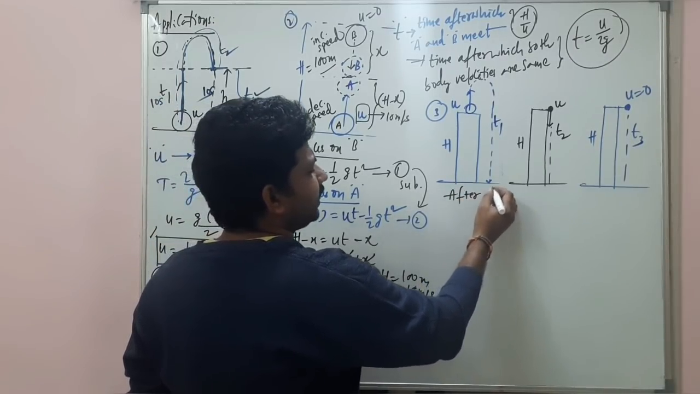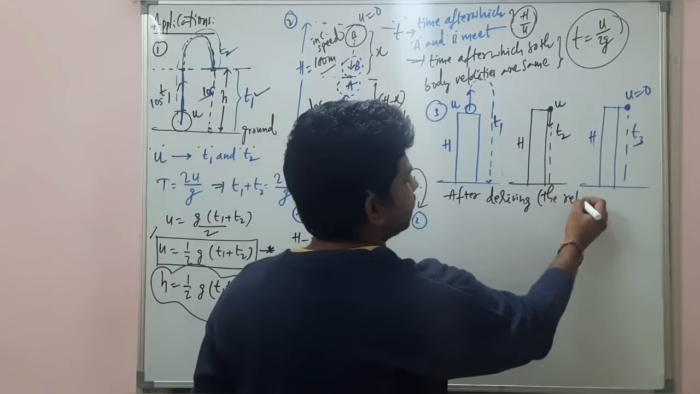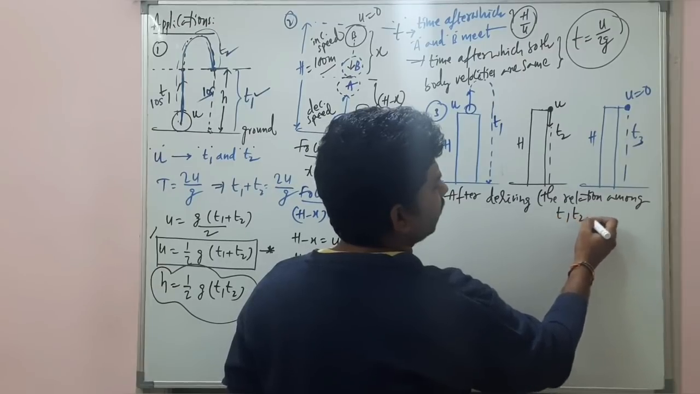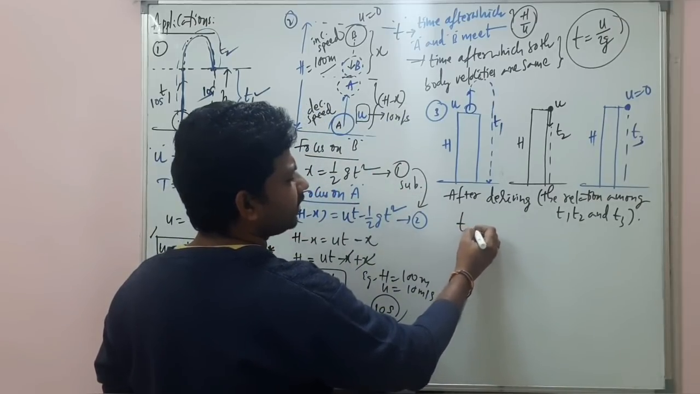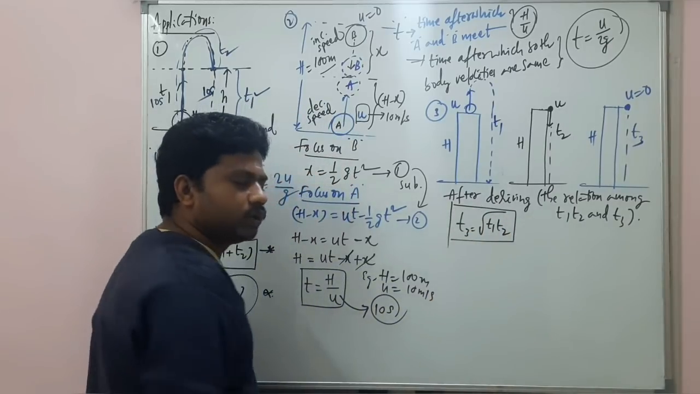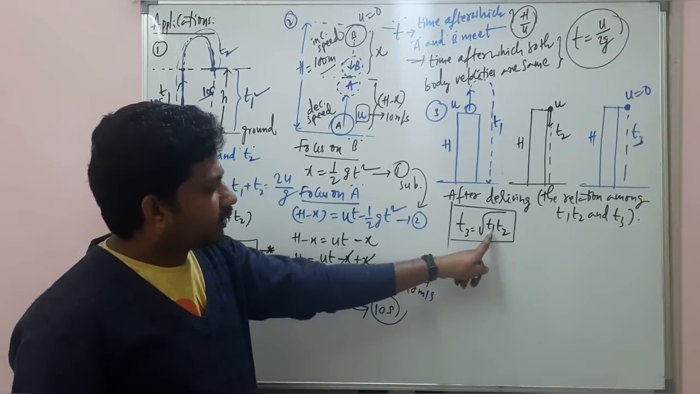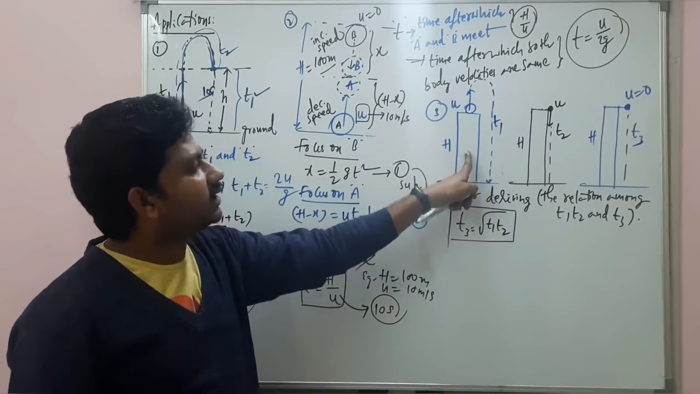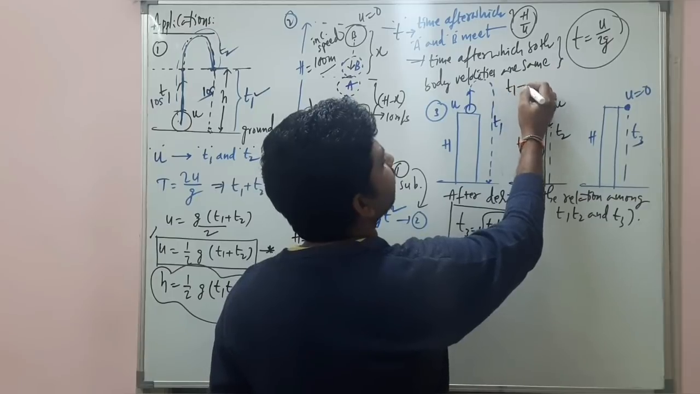After deriving the relation among T1, T2 and T3, it will be like T3 is equal to square root of T1 into T2. T3 is what? Square root of T1 into T2. Right? T1 value and T2 value. So obviously T1 will be greater than T2. Understand? So this T1 will be greater than T2.